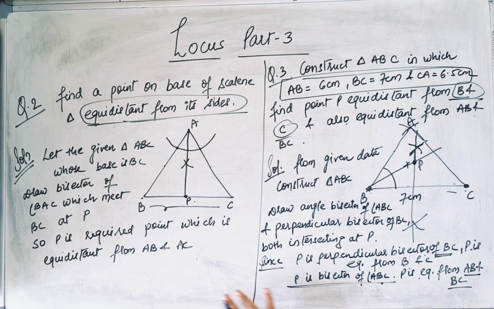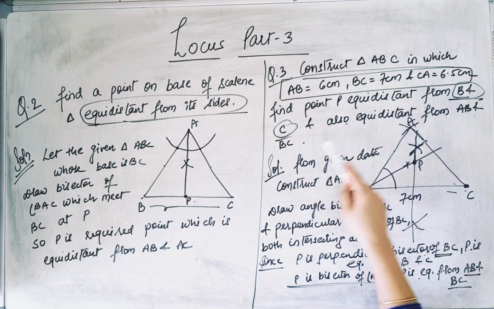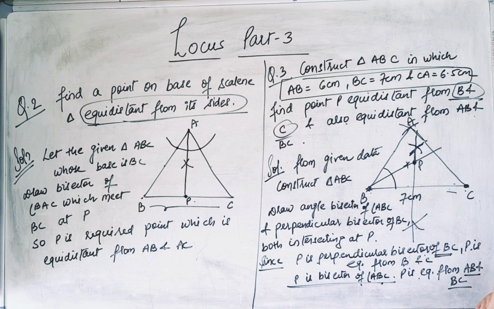So this is a very important concept which comes in exams, that you have to construct a point which is equidistant from 2 points or equidistant from sides. If it has been asked for 2 points, that means we have to draw the perpendicular bisector, and if it has been asked to construct a point which is equidistant from AB and BC, like from sides, we have to draw the angle bisector.